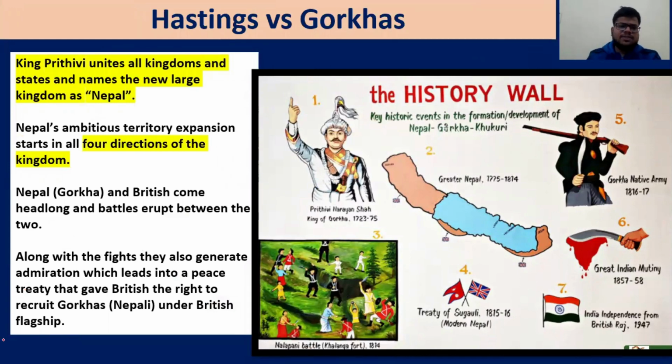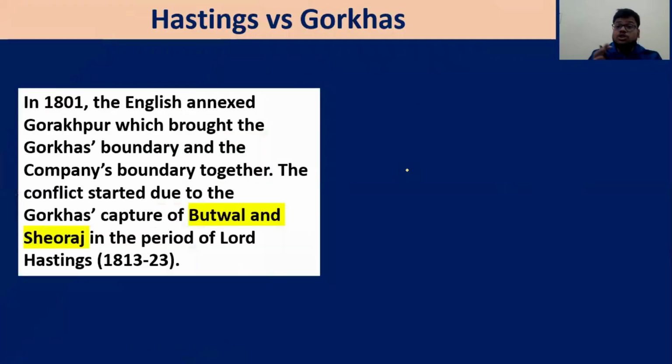The similar thing that we discussed last time. For example, the Gorkhas: Prithvi Narayan Shah expanded the Gorkhas. Then the Gorkhas expanded into the idea of greater Nepal, from 1775 to 1814. And it was inevitable that the battle was going to happen. Why? Because the Britishers were also expanding, post the Treaty of Buxar, into the areas of Awadh, because Awadh had also come under the subsidiary alliance. We have discussed that.